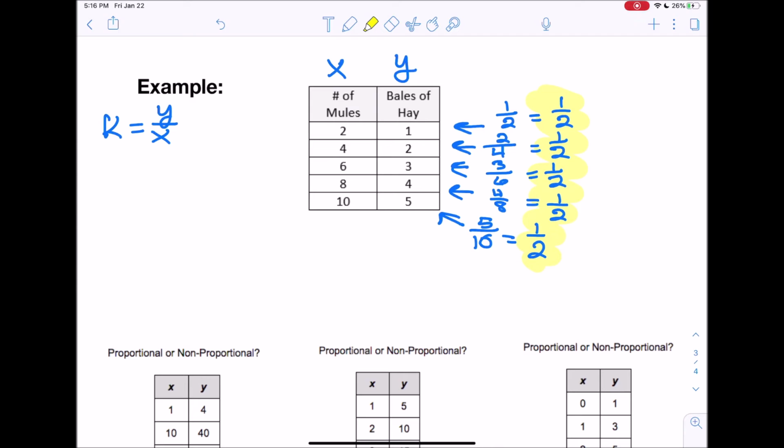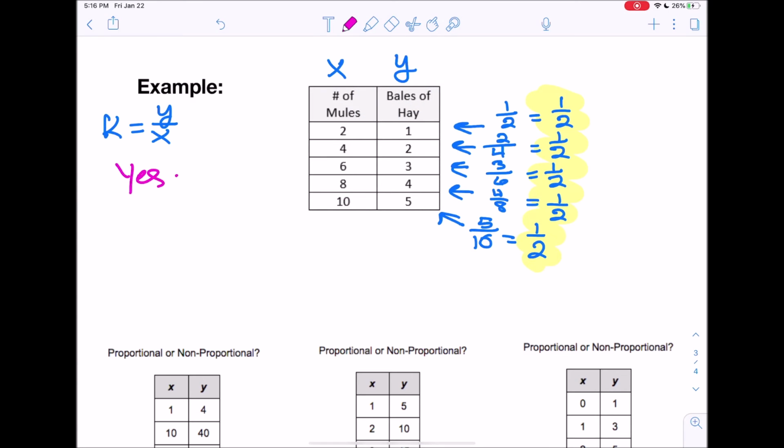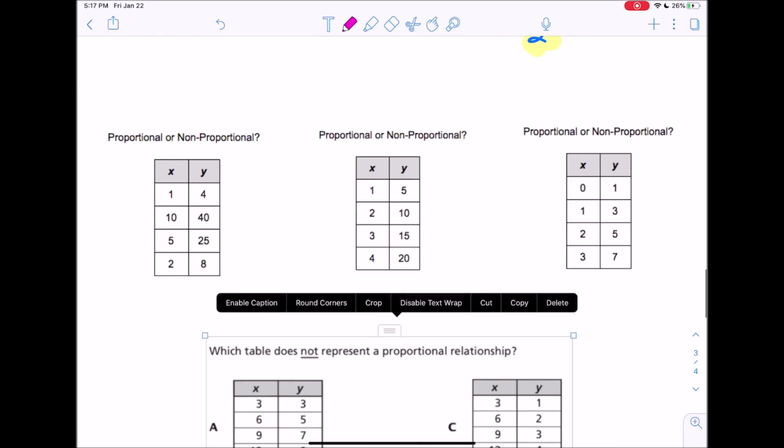So that means, yes, it's proportional. And it's okay that the origin is not listed, the 0, 0, because we know if there are 0 mules, then 0 bales of hay will get eaten. So it's a given that the origin would be 0, 0. Okay, let's take a look at a couple more examples.